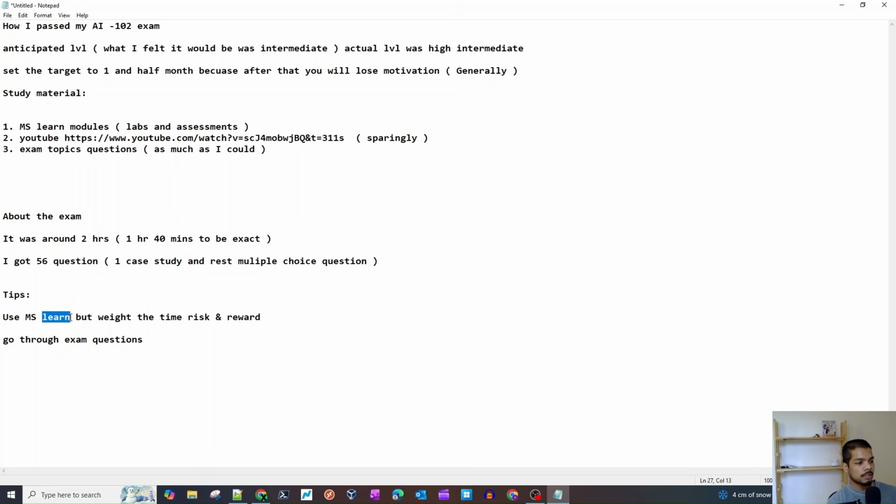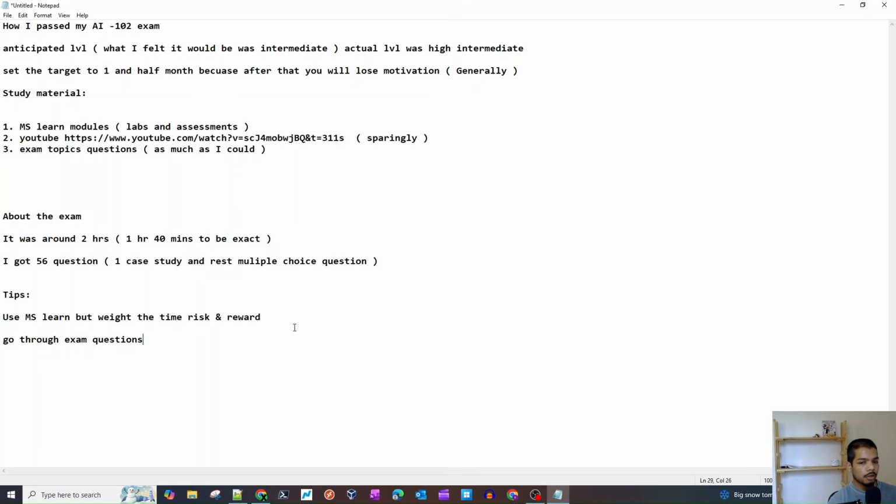Maybe I didn't leverage it the best way, but I would want to warn you to always weigh the time invested, the time, risk, and reward. What I mean by that is, in my exam, I was running out of time, because I did spend quite a lot of time searching for answers for a few questions, and it is a slippery slope. You do not want to just fall into that.